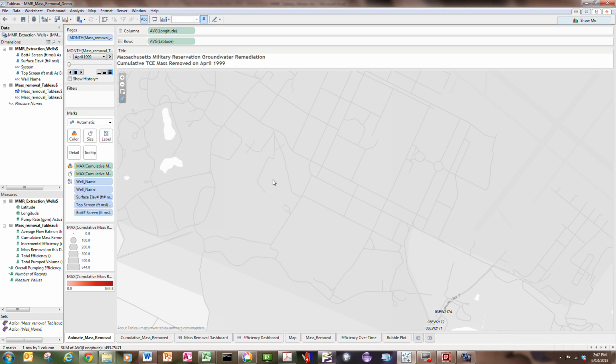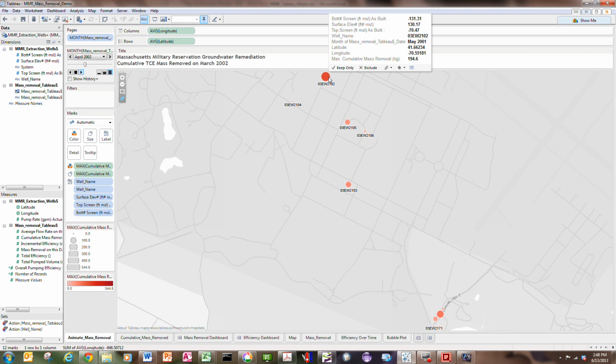So to start with, one of the things that you can use Tableau for is to animate the mass removal over time. And what I've done here is I've created, using the pages, a way to basically demonstrate that the mass was removed over time. So if I animate this, you can see the quantity of mass being removed. Of course, it is animating pretty fast through the years here.